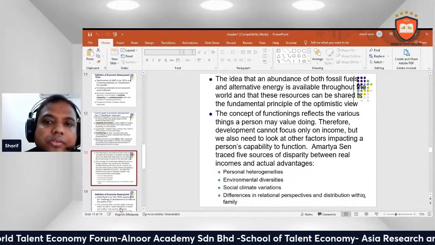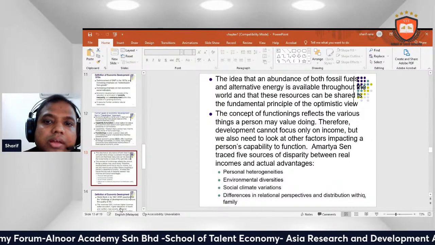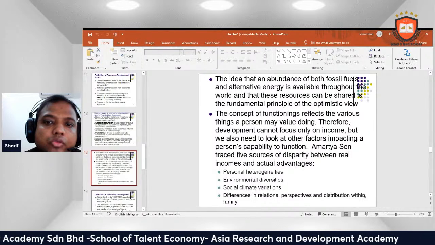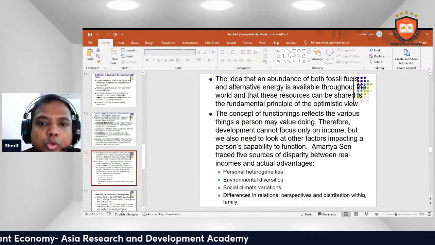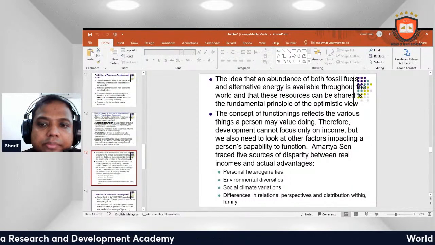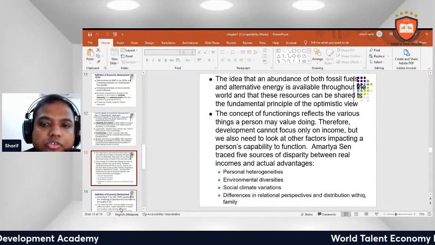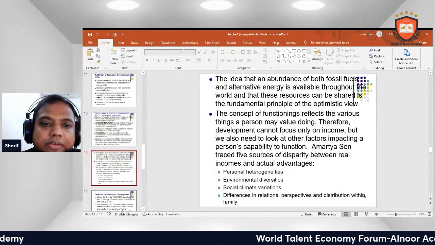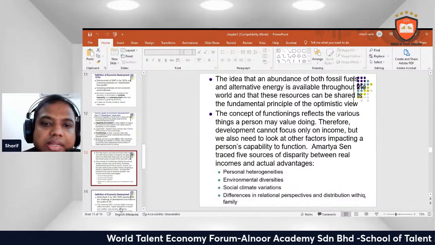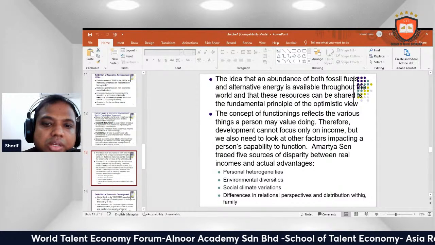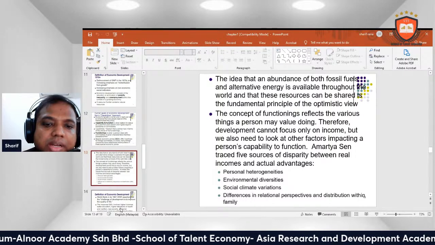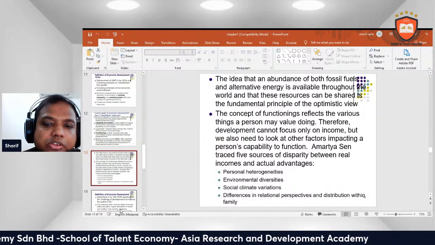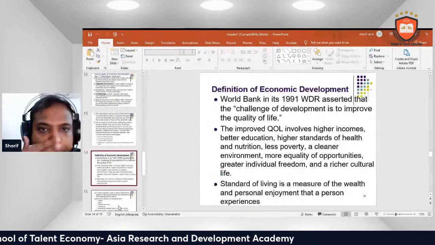The concept of function reflects the things that a person may value doing. Therefore, development cannot focus only on income, but we also need to look at other factors impacting a person's capability to function. Amartya Sen phrased five sources of this disparity between real income and actual advantage: personal heterogeneity, environmental diversity, social climate, variety in relational perspectives, and distribution within the family.